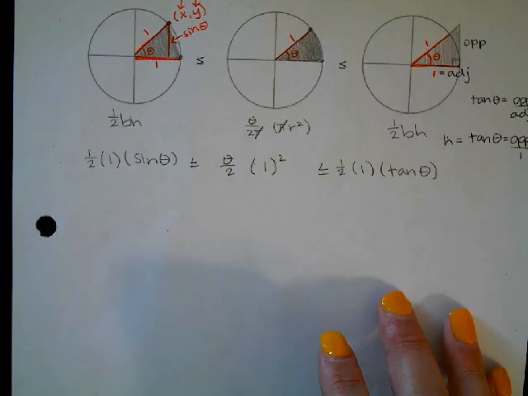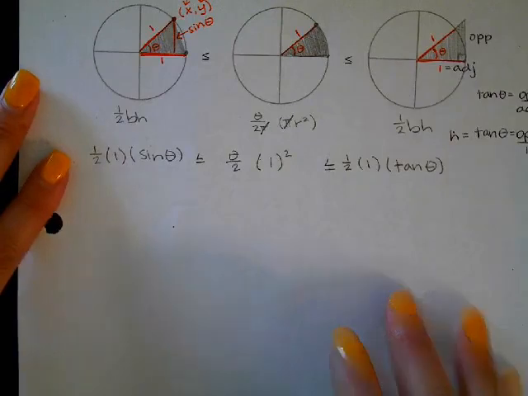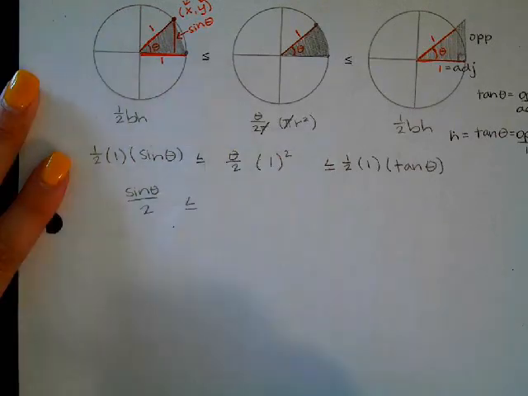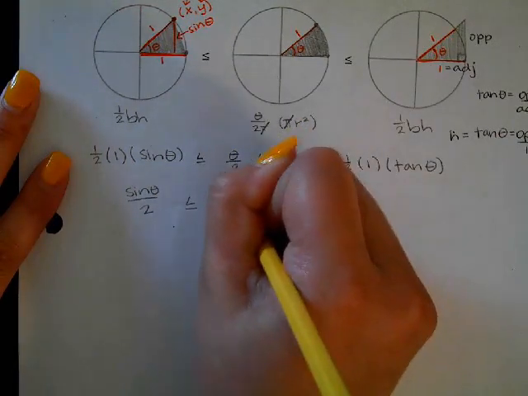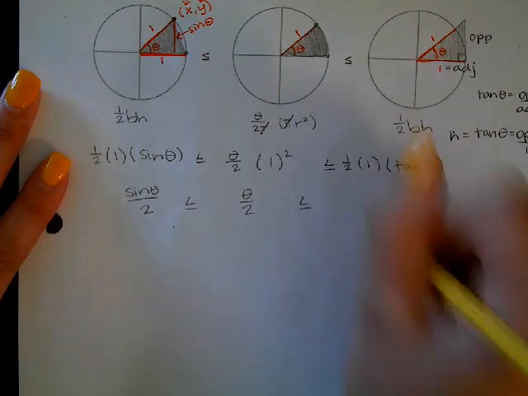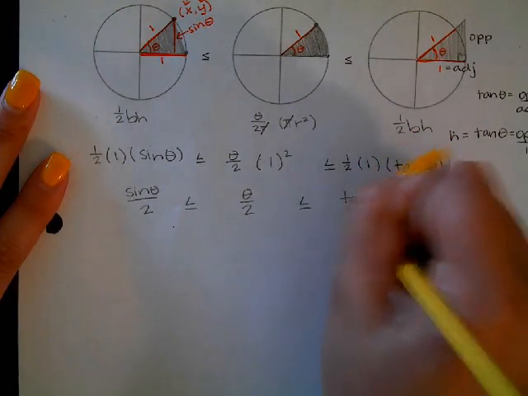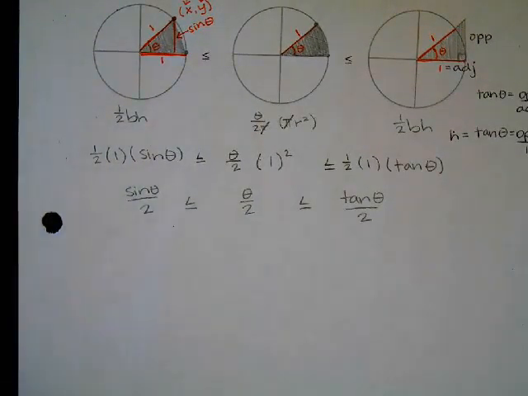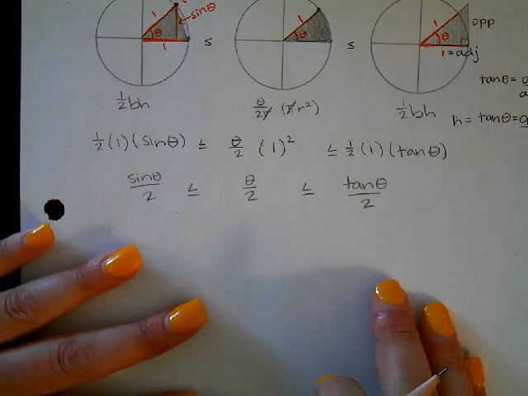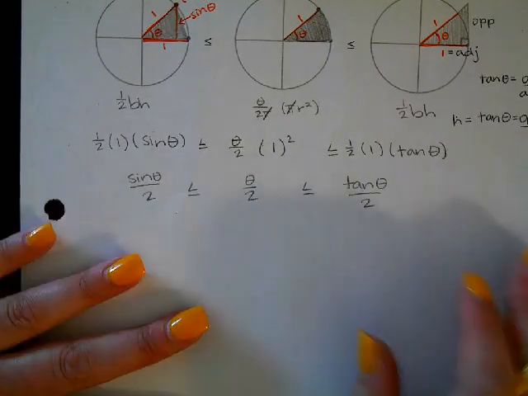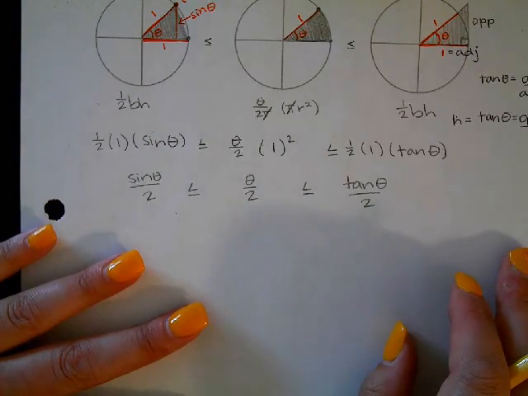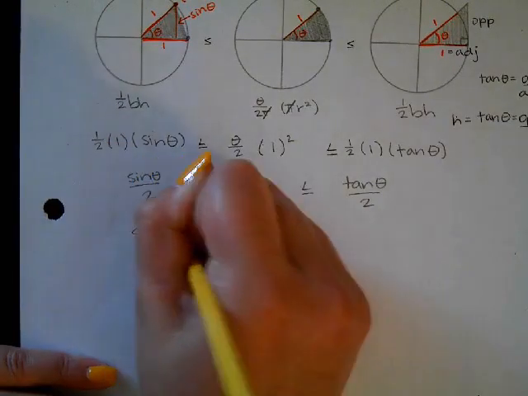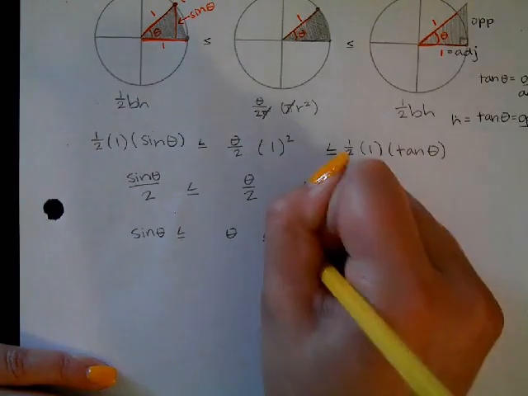Okay, I'm going to clean this up a little bit. Are you guys ready to clean it up? So I'm just going to call this sine theta over 2. Are we comfortable with that? I'm going to call this theta over 2. I'm going to call that tan theta over 2. What happens if we take the entire inequality and multiply it by 2? Gets rid of all those denominators. So we got sine theta, tan theta. Okay?